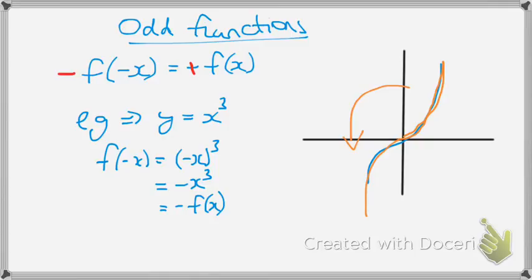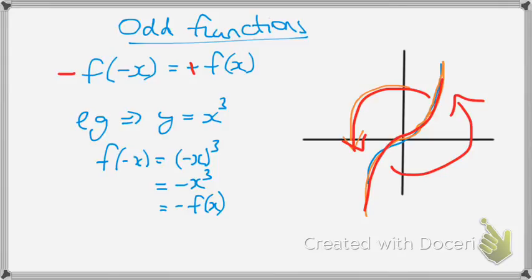So for that reason we say that the symmetry here is around the origin, because if I take the full curve and you imagine it as like a piece of paper that you cut out or something, and you spin the whole thing 180 degrees, it will overlap where it was before.